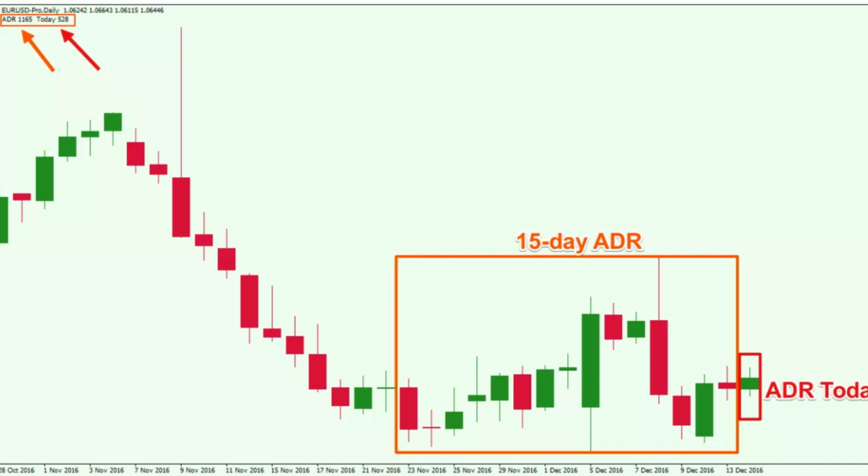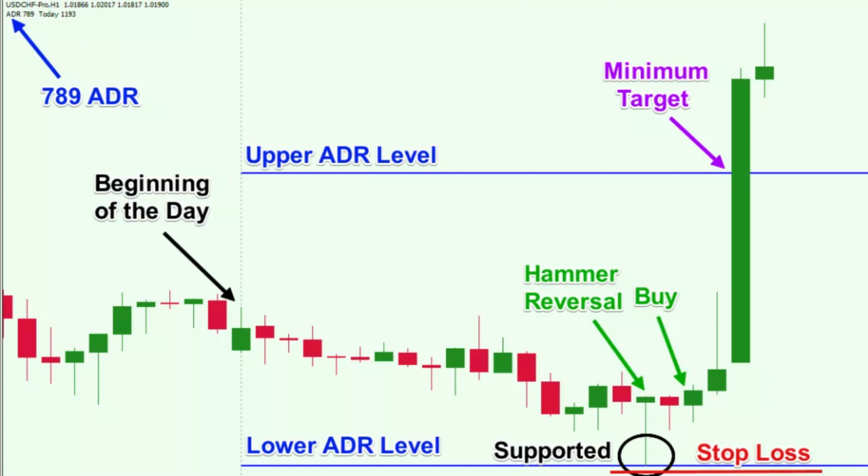Forex average daily range strategy example. Now let's look at an example ADR trading strategy. In the image below you will see a chart with the daily ADR indicator. This is the H1 chart of the US dollar to Swiss franc Forex pair for December 13th to 14th, 2016. The image shows the ADR indicator values at the top left corner. The ADR is adjusted to take into consideration 15 days.